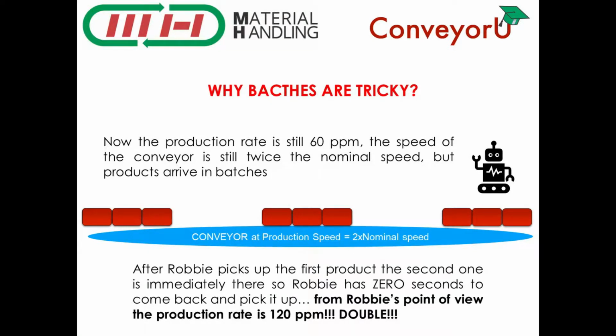But when we have the conveyor still running at the same speed, so twice the nominal speed, and the products are arriving in a train all together, now the robot does not have any time between the picking up of the product and the second product arriving under the picking position. The robot will always have its 0.5 seconds to pick the product up, but it will not have the 0.5 seconds to place the product on the tray, because the second product of the train is already there and it has no place to go, because then immediately comes a third product of the train, and so on and so forth. This means that the production rate that the machine sees is actually double or even more than the nominal one.